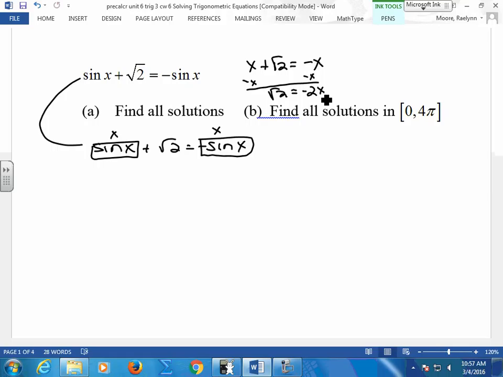So, same process. You don't want to add sine here. If you did, you just would subtract your radical 2 later. But you want to get rid of this sine and combine it with that one. This is your variable.